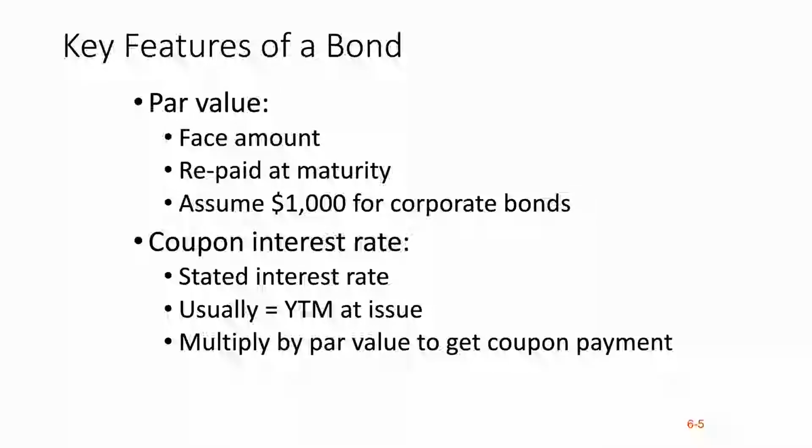The interest rate for that bond, called a coupon, is fixed and stated on the bond. It usually is the yield to maturity at the issuing time. How do you find the coupon payment? You use the coupon rate times 1,000. 1,000 is the par value. Then you get the coupon payment.